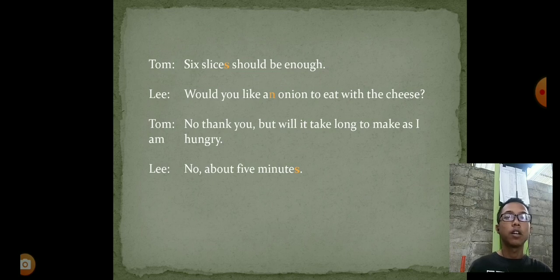Next, 6 slices. Why don't we make it es? Because behind slice is a vowel e, so we just need to add s behind the slices. Should be enough. Would you like an onion to eat with the cheese? So onion starts with a vowel. In the front of onion there is o, a vowel, so we need an, not a, because a is for consonants and an is for vowels.